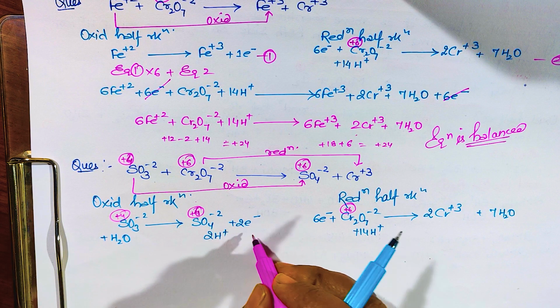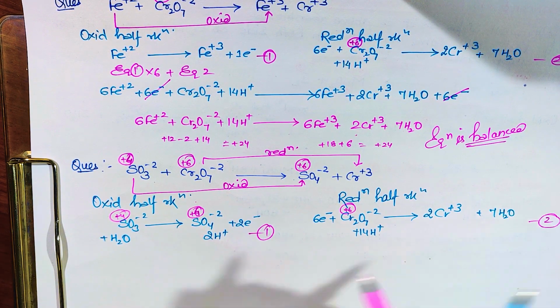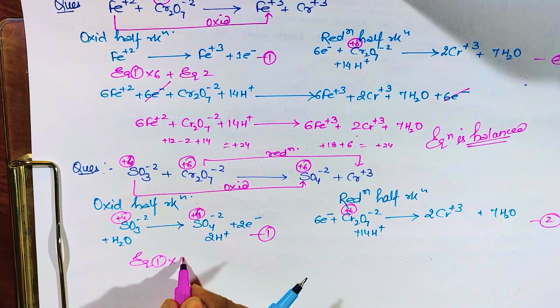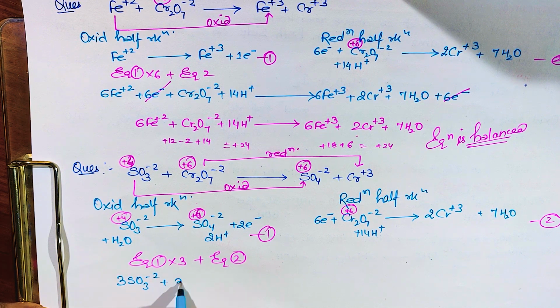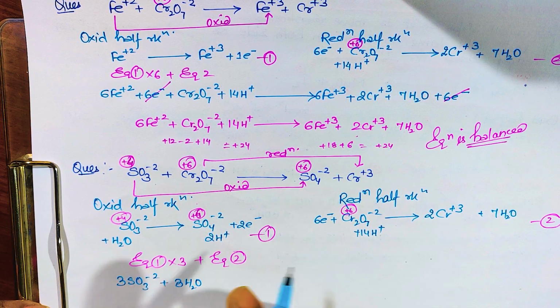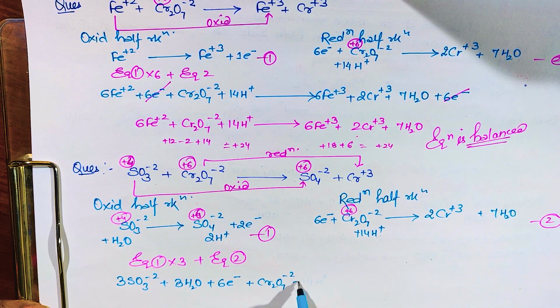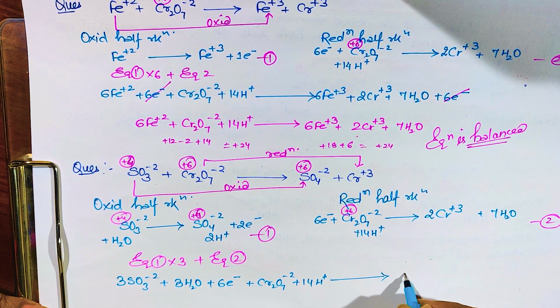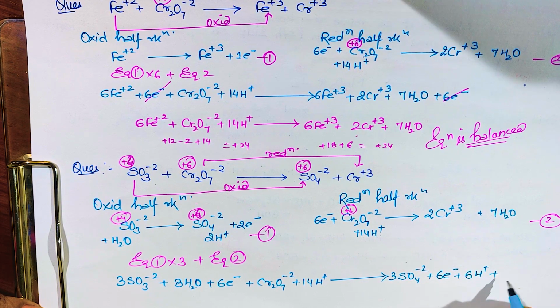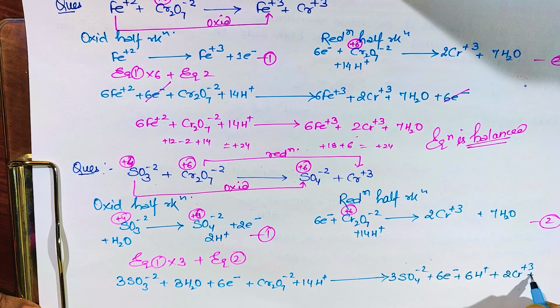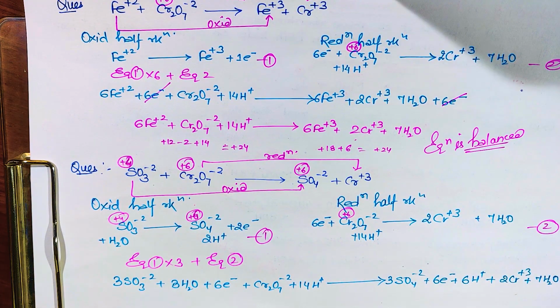Multiply by the number so that the electrons will be the same in both cases. So equation 1 multiplied by 3 added to equation 2. Yes, so just let me write: 3SO3 minus 2 plus 3H2O, and then 6 electrons plus Cr2O7 minus 2, and then the products: 3SO4 minus 2 plus 6 electrons plus 6H plus 2Cr plus 3 plus 7H2O. There should be no problem, I think.